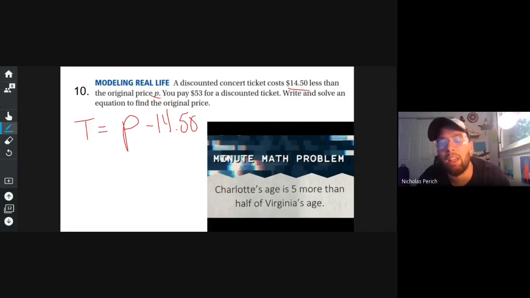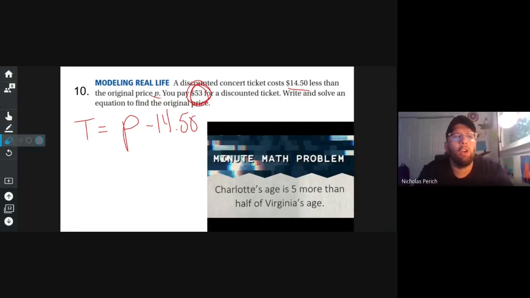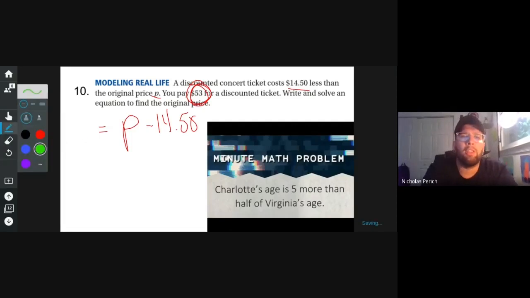So you're subtracting 14.5. Oh, by the way, you paid $53 for that ticket. So all I have to do is erase that T there and replace it with 53.